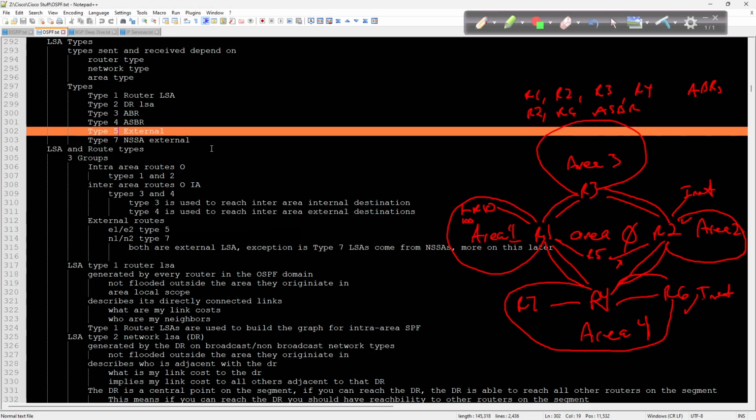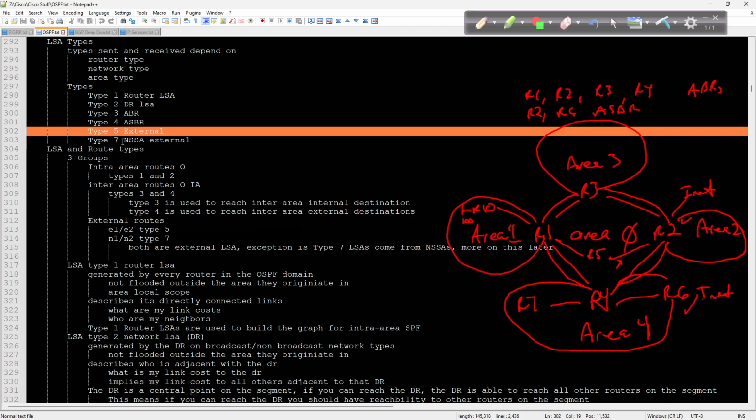Now let's talk a little about the external LSAs. External LSAs are anything that's redistributed into OSPF. So what ends up happening is, let's say I have a static default route pointing to the internet on R2, and I want to get to the internet. I'm going to redistribute static from R2 into OSPF, and that's going to get propagated everywhere. That would be a Type 5 LSA.